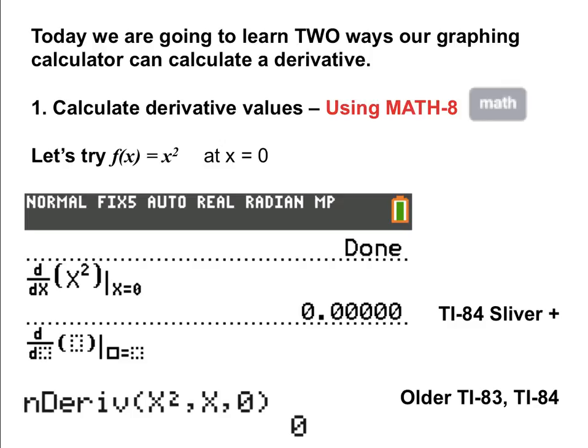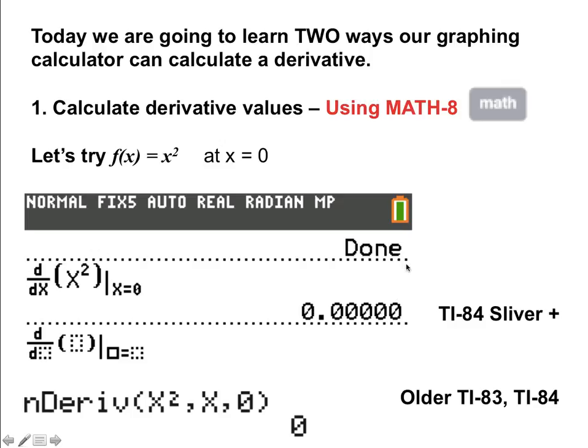But for now, we're just going to calculate the derivative, and to do that, we're going to use our Math 8 key on our calculator. So let's just try this. For the function x squared, if we want to take the derivative of the function x squared with respect to x, that would be 2x, and then evaluate that at 0, our calculator is going to give us a value of 0.